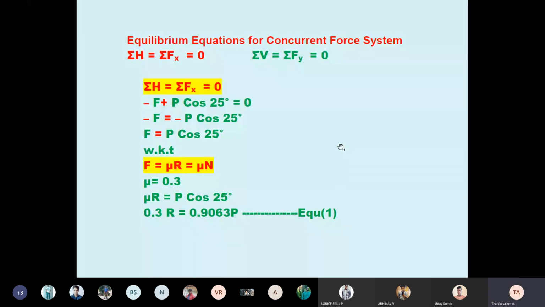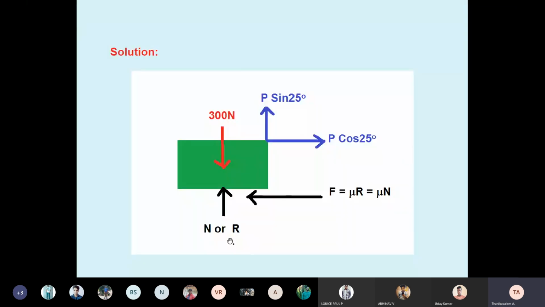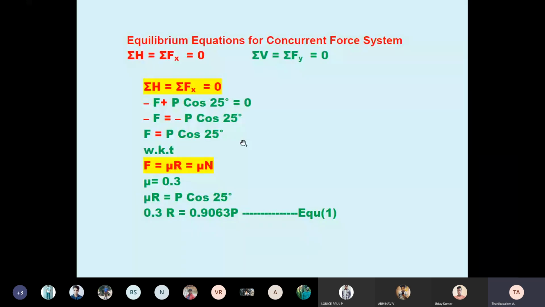Now come to the second equilibrium equation. Summation of V equal to 0. What are the vertical forces? See the diagram. What are the forces? So N, that is R, goes to positive Y. So R plus P sin 25 minus 300. Vertical downward is minus Y, no? Vertical downward means minus. Vertical upward plus. See, two forces vertical upward. R plus P sin 25 minus 300 equal to 0.